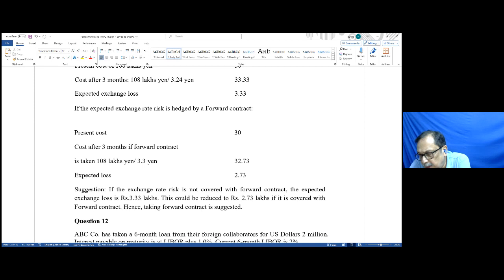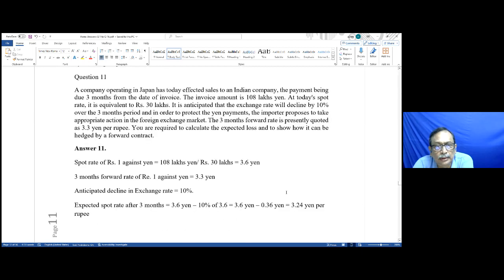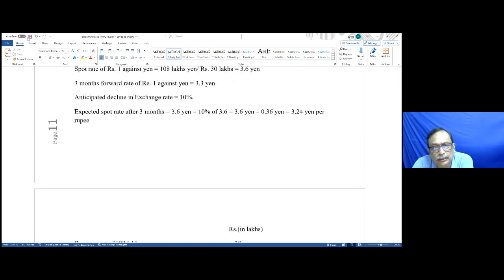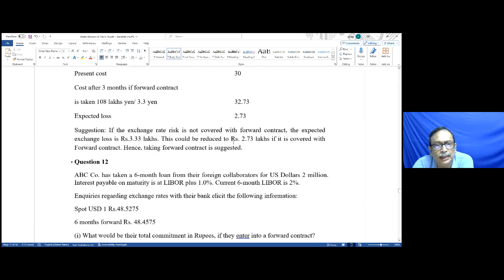So what is the suggestion that we can refer? If the exchange rate risk is not covered with the forward contract, the expected exchange loss is rupees 3.3 lakhs. This could be reduced to rupees 2.73 lakhs if it is covered with forward contract. Hence, taking forward contract is suggested. I think you have understood the question and also its solution. Now we are coming to our next question.